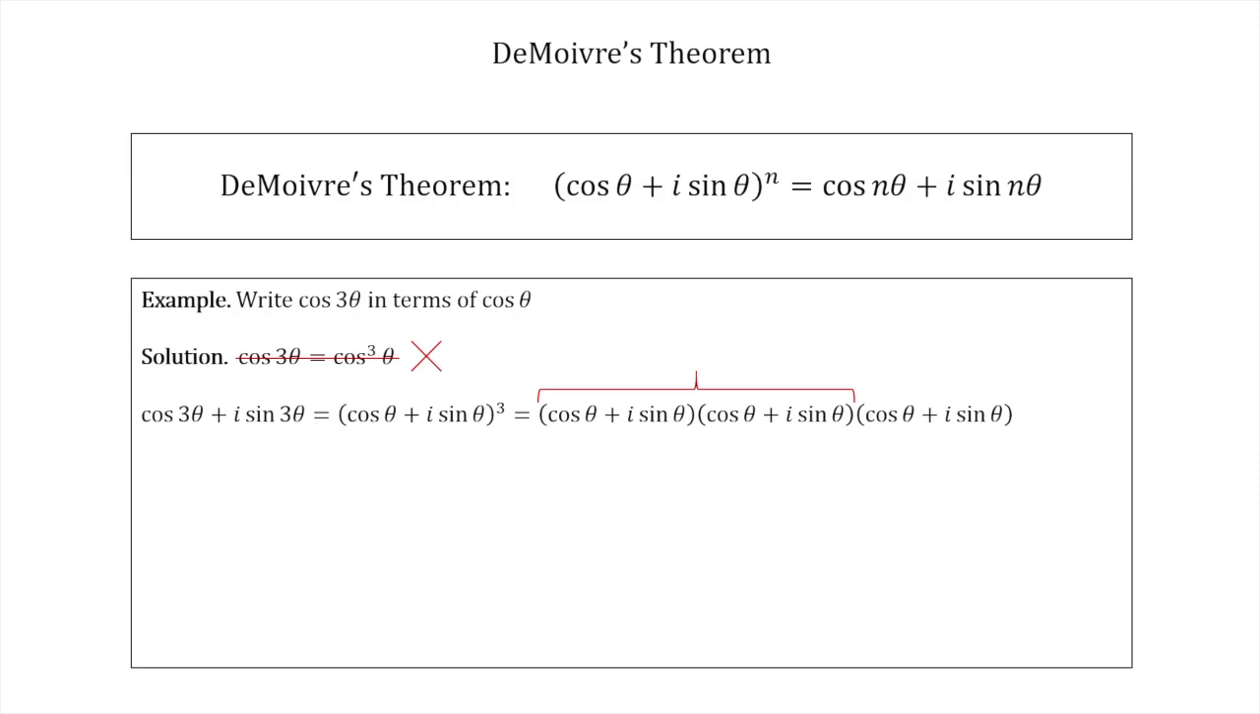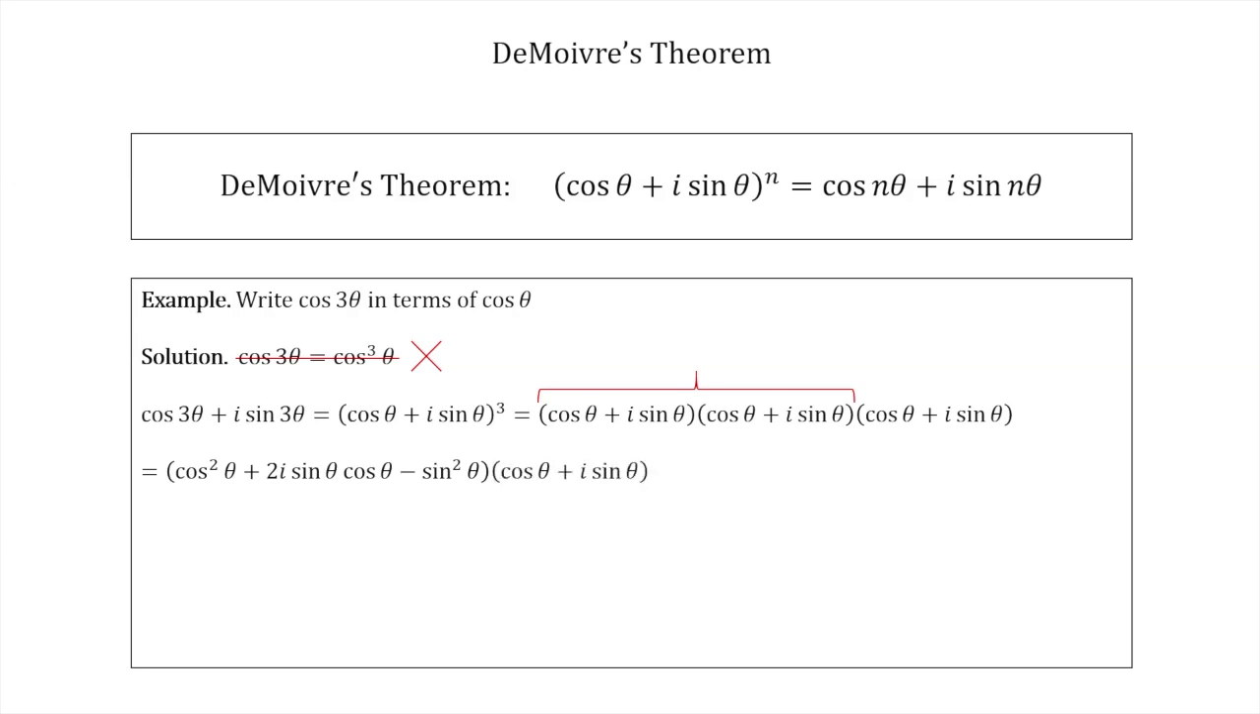So what happens when we times these 2 brackets together? Well, we get cos theta times cos theta. That gives us cos squared theta. And then we have cos theta times i sine theta. But we have 2 of those because we also have the i sine theta times the cos theta. So that's 2i sine theta cos theta. And finally, we have i sine theta times i sine theta, which is i squared sine squared theta, but i squared is minus 1. So this gives us minus sine squared theta.